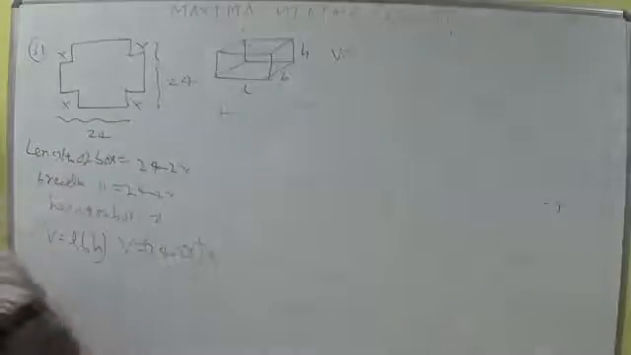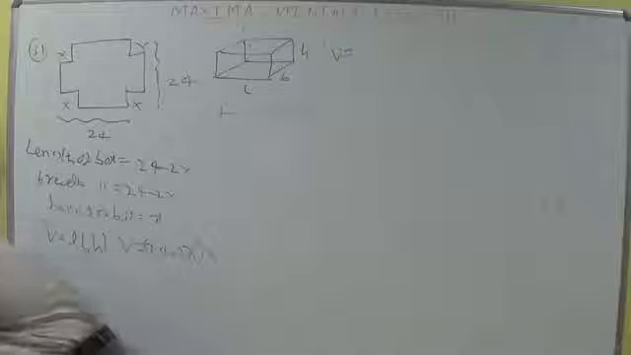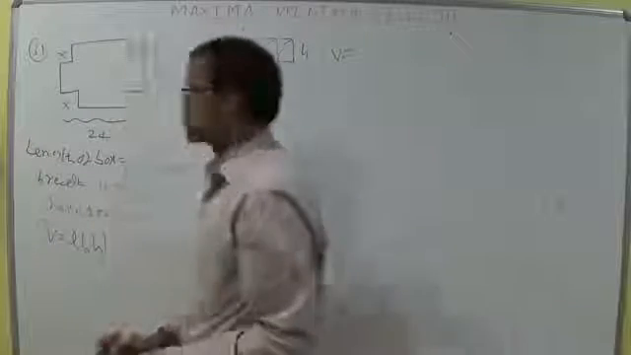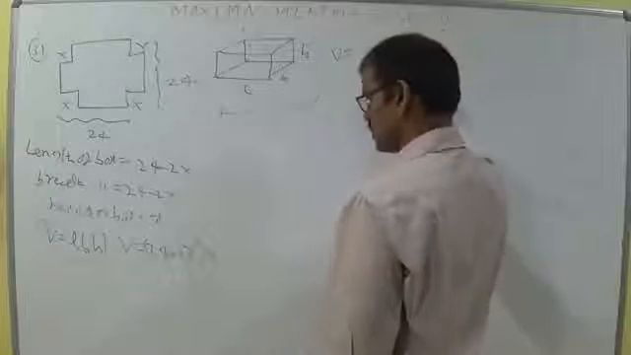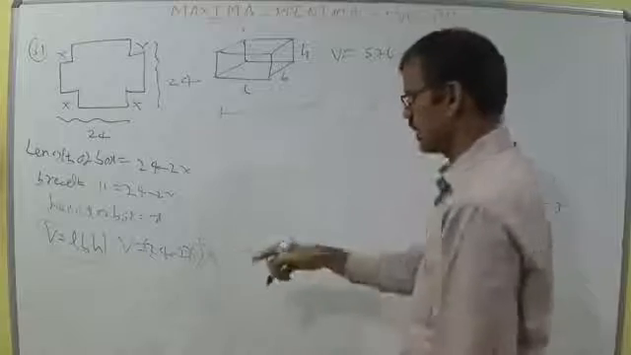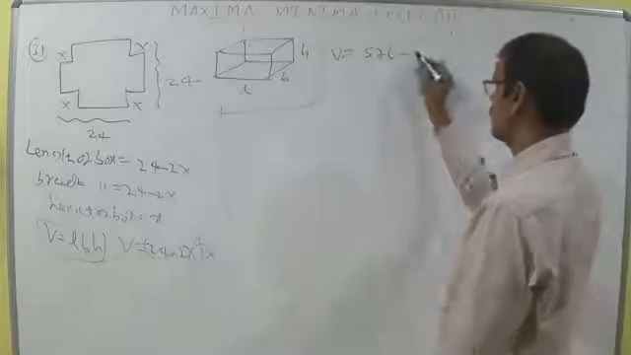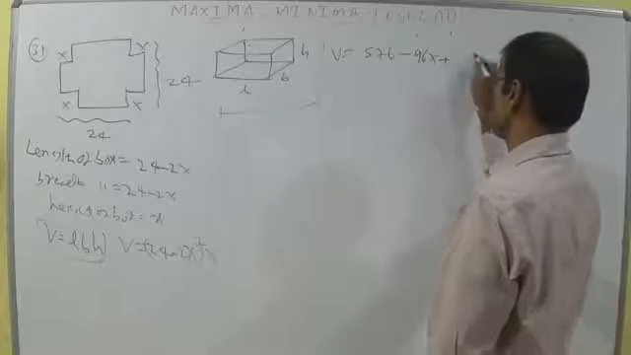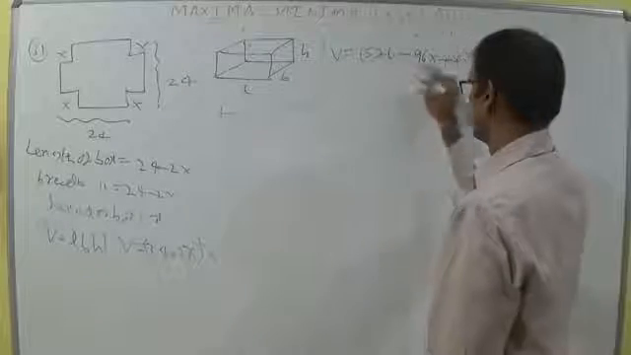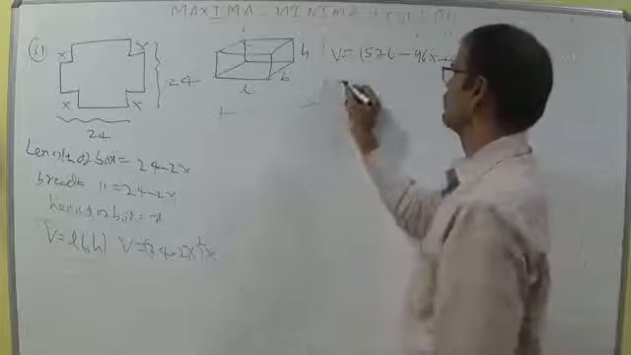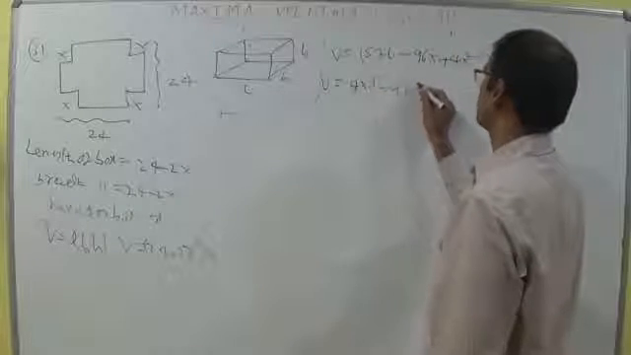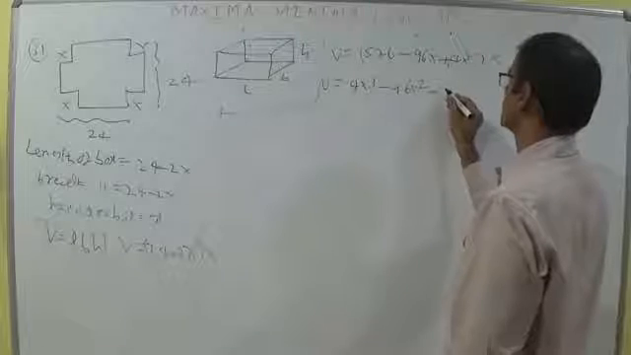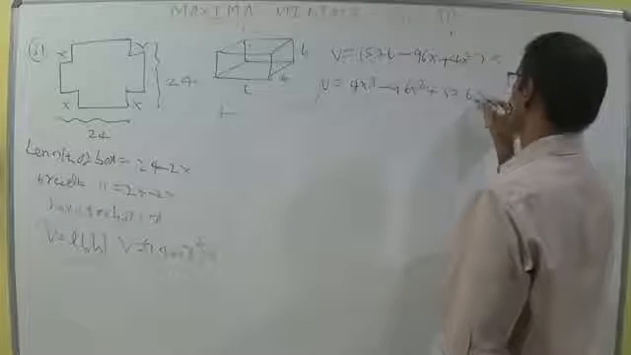So 24 minus 2x whole square, I am writing using the a minus b whole square formula. 24 whole square is 576, minus 2 into 24 is 48, 48 into 2 is 96x, plus 4x square, into x. V is equal to, again you multiply and write in proper way. So 4x cube minus 96x square plus 576x.